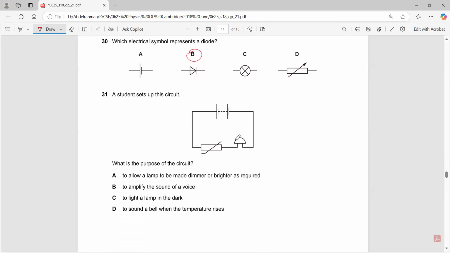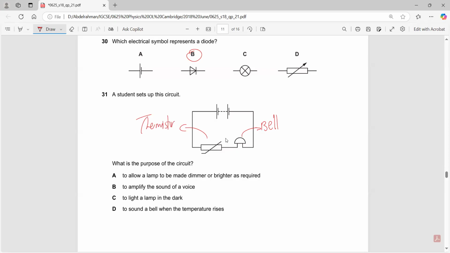We have a circuit. What is the purpose of this circuit? This is a bell, and this is a thermistor.